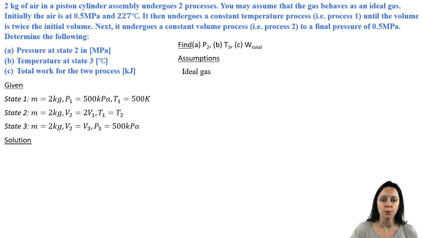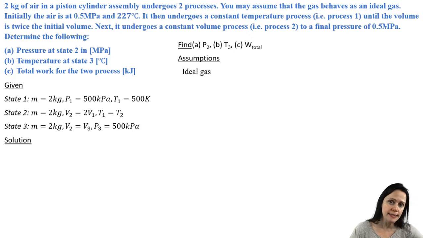Initially, at state 1, the pressure is 500 kilopascals or 0.5 megapascals and 227 degrees Celsius, which I have converted to Kelvin, absolute temperature units. It then undergoes a constant temperature process, so an isothermal process, until the volume is twice its initial volume. So at state 2, V2 is twice what V1 is, and the temperatures T1 and T2 are equal to one another. Next, it undergoes a constant volume process from state 2 to state 3, so V2 and V3 are equal to one another, to a final pressure of 500 kilopascals or 0.5 megapascals.